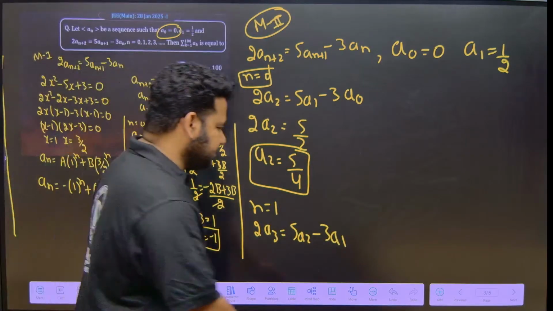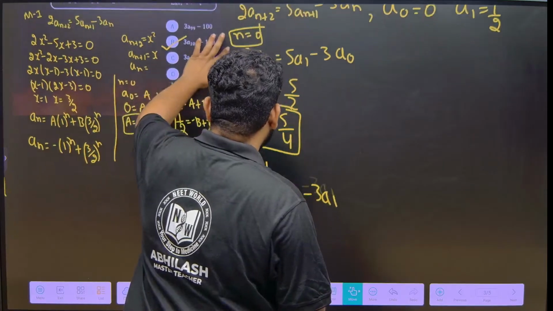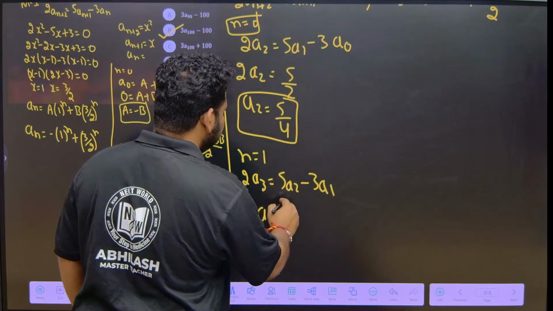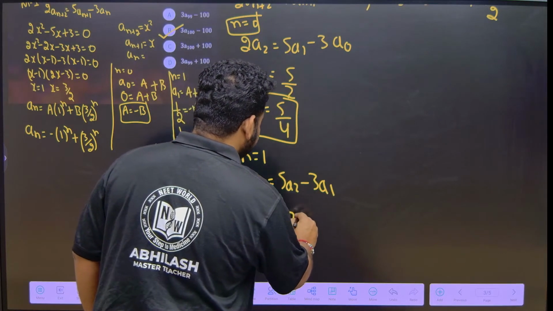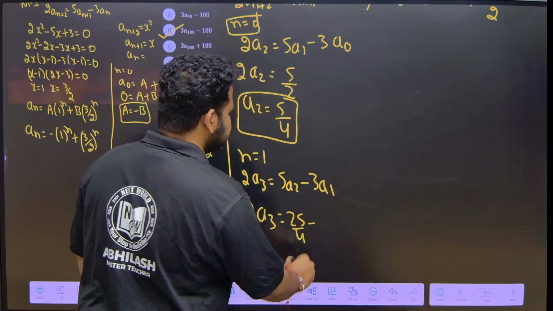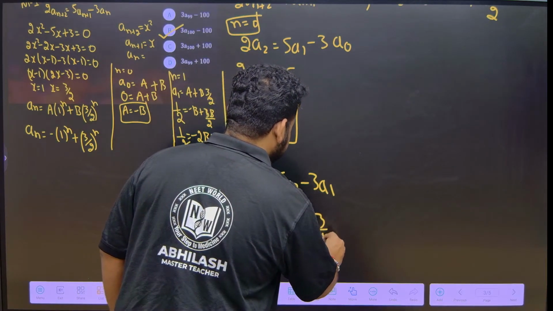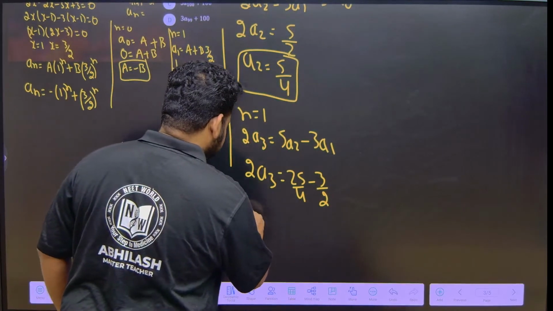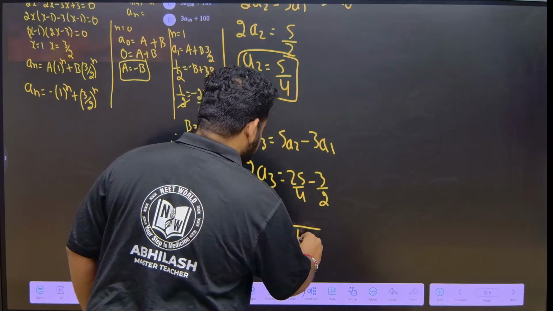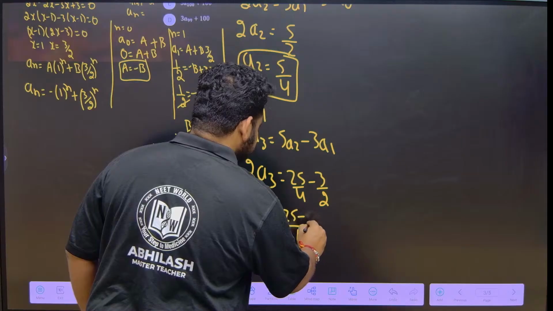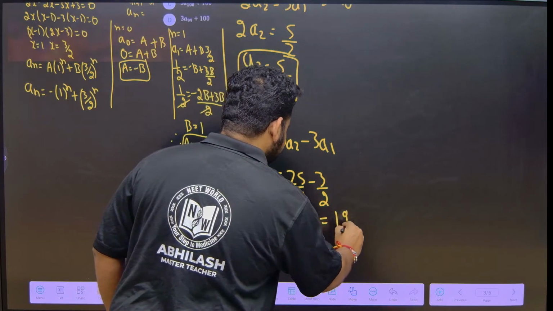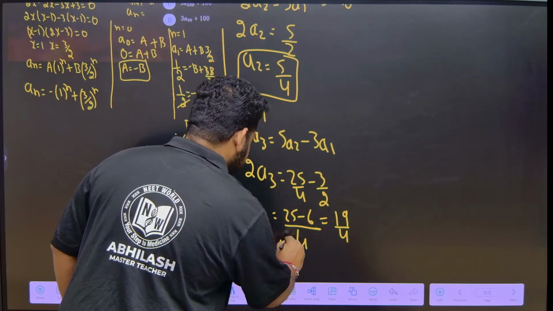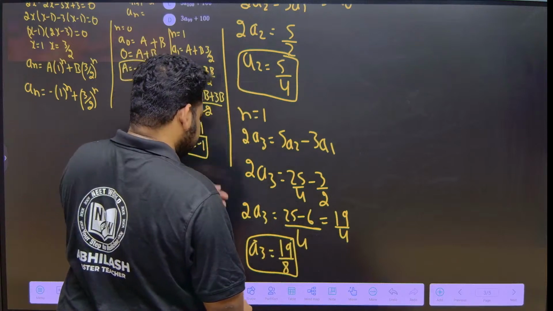Now, what I have to do here is just simplify this. 2 times A3 is equal to 5 times A2. A2 is 5 by 4, so 5 times A2 is 5 into 5, which is 25 by 4, minus 3 times A1. A1 is 1 by 2, so 3 into 1 by 2 is 3 by 2. Now, here I have to take the LCM, friends. The LCM is 4, so 2 times A3 is equal to (25 minus 6) by 4, which is 19 by 4. So A3 is equal to 19 by 4 into 2, which is 19 by 8. A3 I got as 19 by 8.